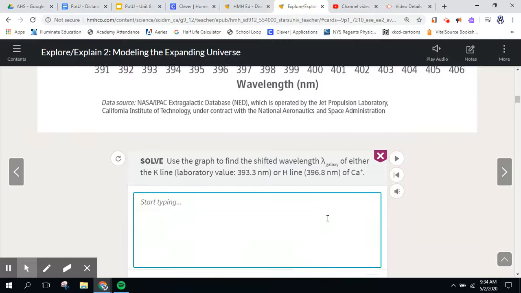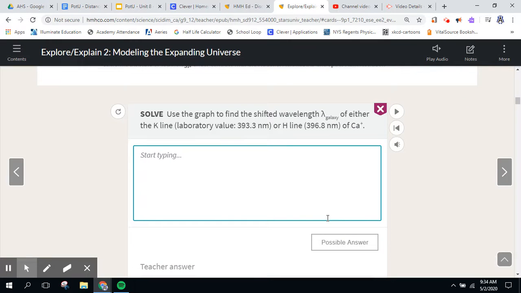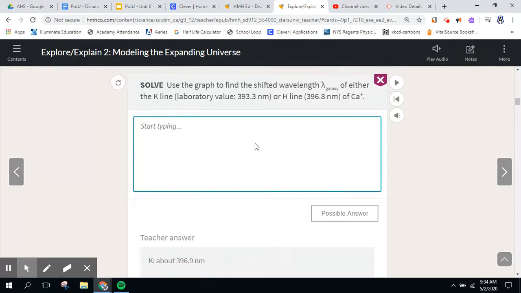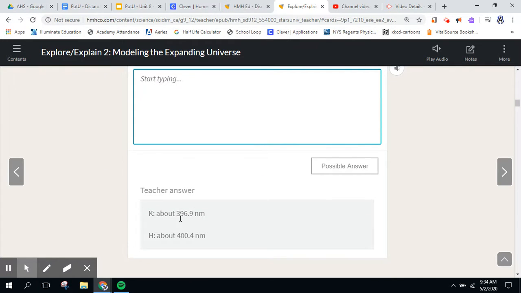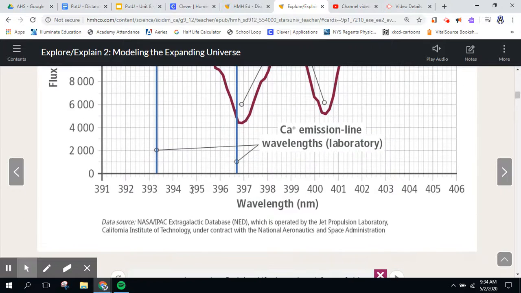And so it wants you to figure out what these values are, and so to find that shifted wavelength. We have for potassium about 396.9, and then for hydrogen 400.4. All that is when you go up here and you take this low point, or where they have that there, right? That is 396.9, and then that's 400.4. So that's all they're doing. They're just reading the chart to get those values.